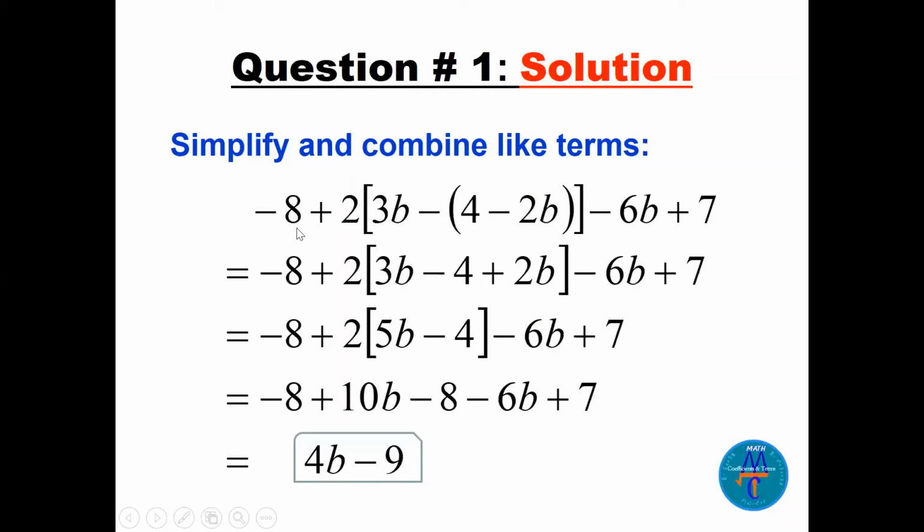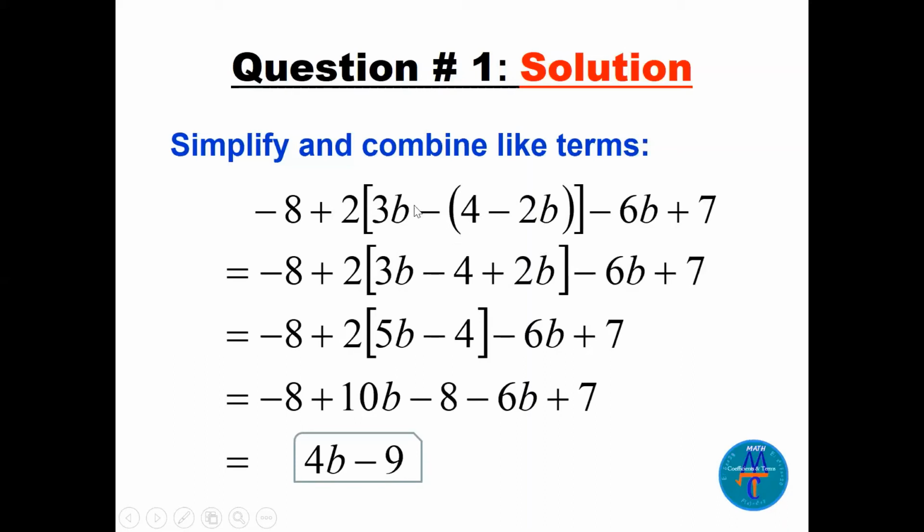See, I leave the minus 8. You can see here, minus 8, minus 8, minus 8, minus 8. Just leave it. You cannot add to 2. Here also, minus 6b plus 7, minus 6b plus 7, minus 6b plus 7, minus 6b plus 7. So the only thing you have to do is to simplify the big bracket. Inside, simplify the small bracket. Simplify until you multiply by 2.